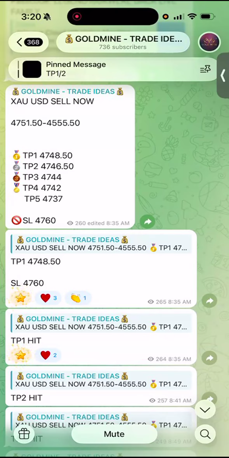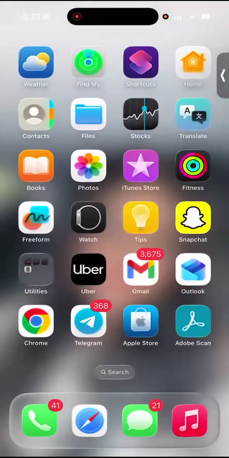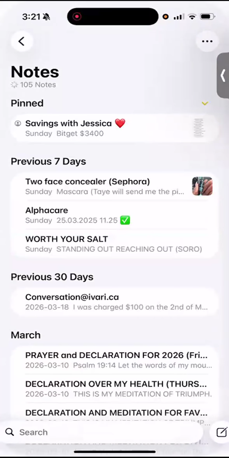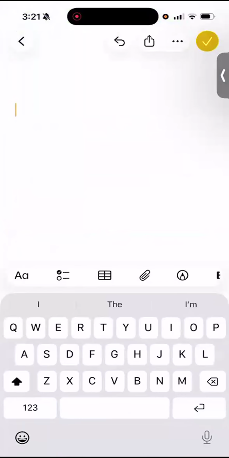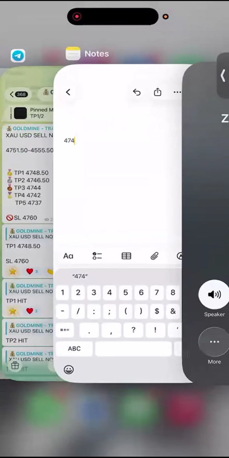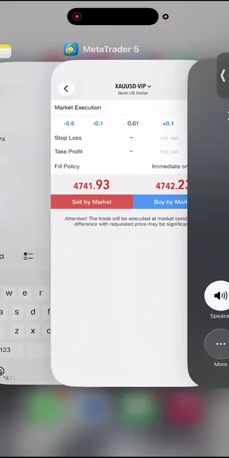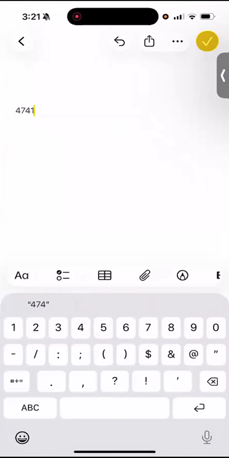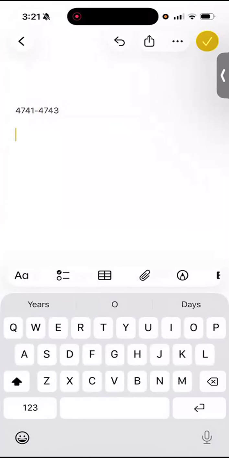So at this stage, we can't use this trade again because it has passed where the trade was given. But basically, when a trade is given, I think I'm going to give us a zone right now. So let's say I'm going to my notes. Let's say we are told to buy XAU 474. Where is the market right now? Okay. Let's say 4741 to 4743. I'm giving myself a zone, right?